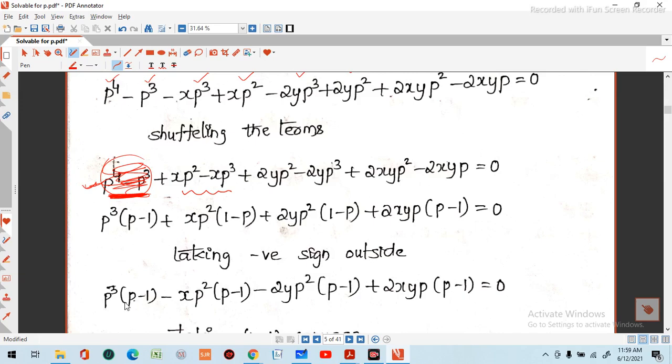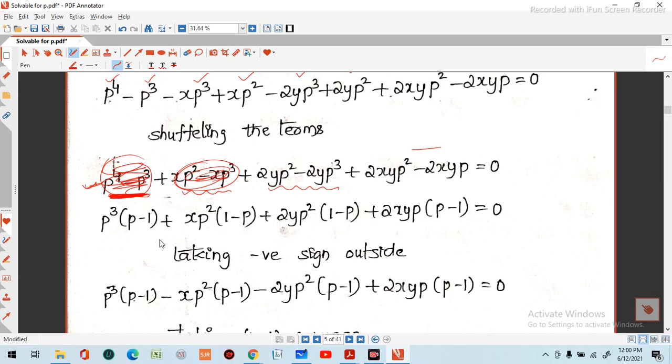Okay, come to these two parts now. What can be taken out? xp square can be taken out. When I take xp square, I will be getting 1 minus p. This is also over. Next, come to these two terms. What can be taken common? 2y p square. We will be remaining with 1 minus p. Now come to the fourth part. What can be taken out? 2xyp. Then p minus 1 comes common.